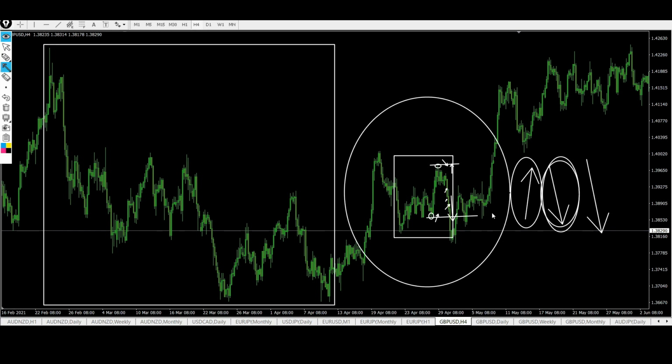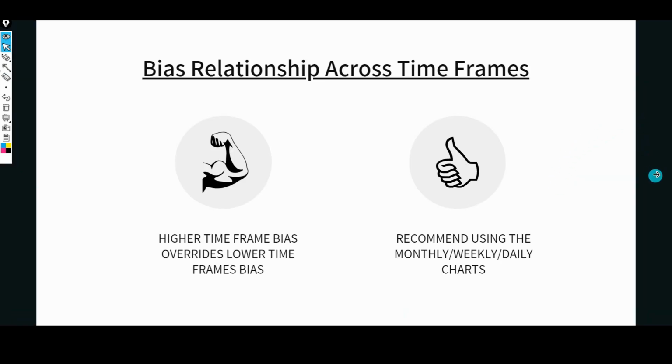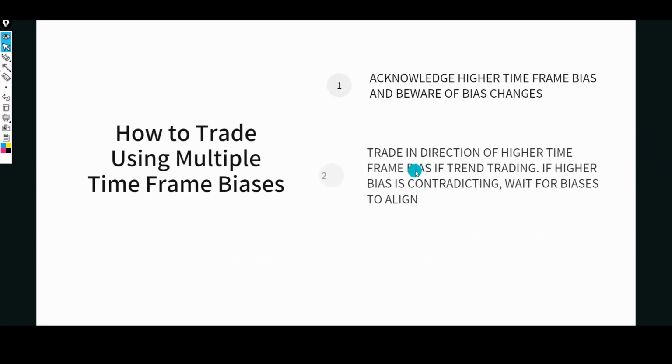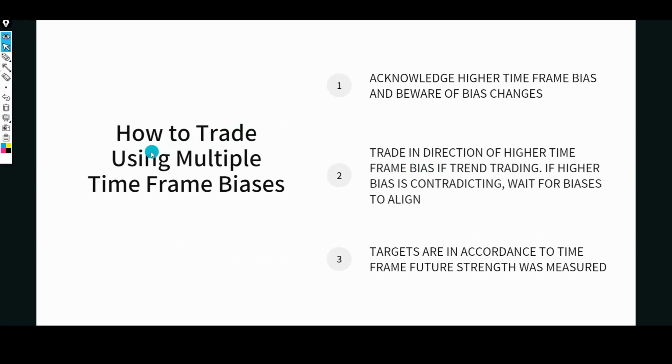Alright, so now let's go on to learn a basic way that we can use these multiple time frame bias relationships in trading. Okay, next slide. Alright, how to trade using multiple time frame biases. Number 1, acknowledge the higher time frame bias and beware of bias changes.